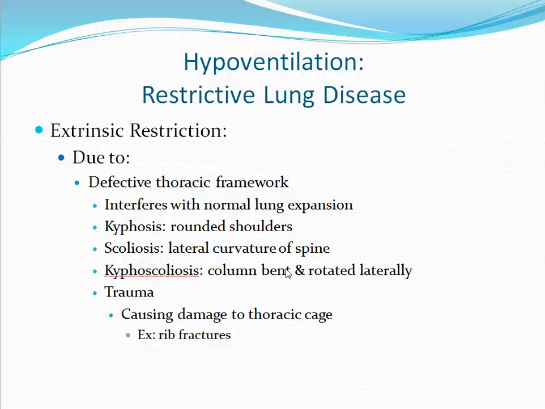This might be due to a defective thoracic framework. Here, alterations are present in the thoracic skeleton that interfere with normal lung expansion. This may include kyphosis, which is a rounding of the shoulders, scoliosis, which is a lateral curvature of the spine, or kyphoscoliosis. Here the column is bent and rotated laterally. Or it could be the result of trauma that has caused damage to the thoracic cage. An example of this would be rib fractures that result in a portion of the thoracic wall becoming detached. This can result in decreased expansion and a decrease in ventilation.